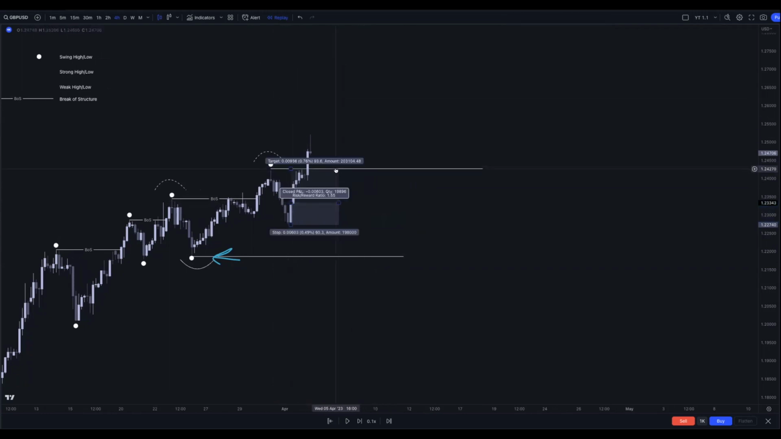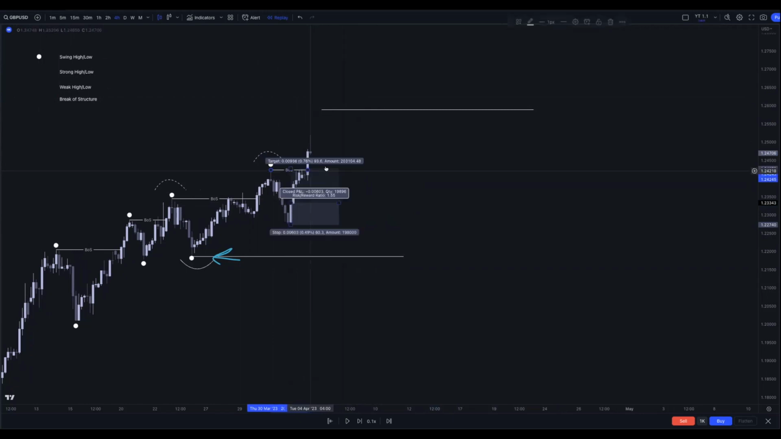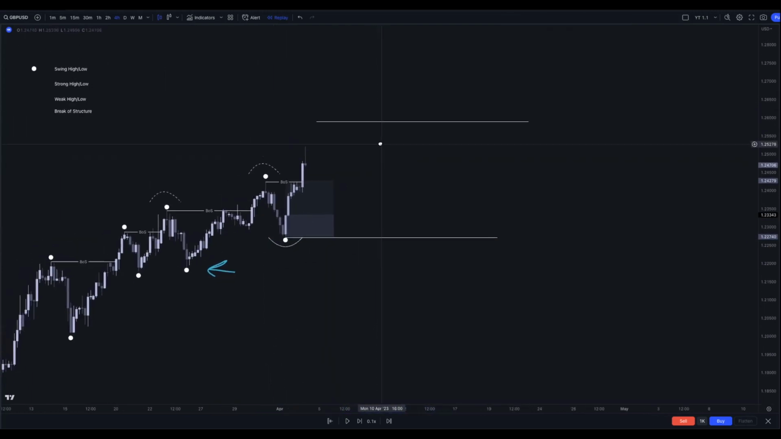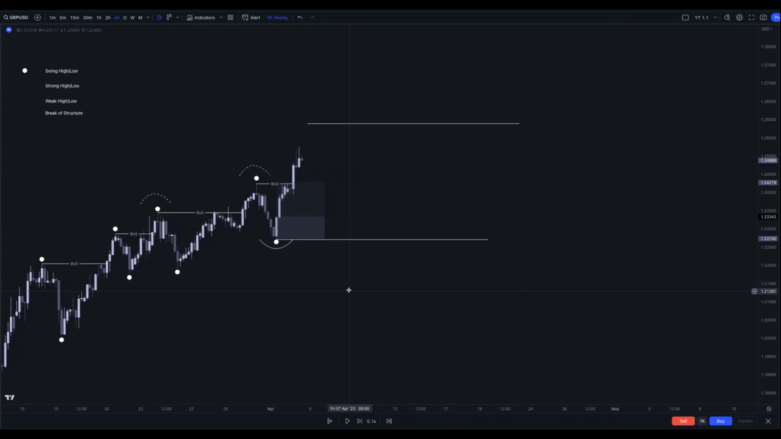So now we have a break of structure from this high to here. After break of structure, what can we anticipate? We can anticipate a pullback. Let's go ahead and move our strong low up above here. Let's map out our swing highs. We're going to move our range. This is now our new range that we're playing with here. This is our new sandbox.